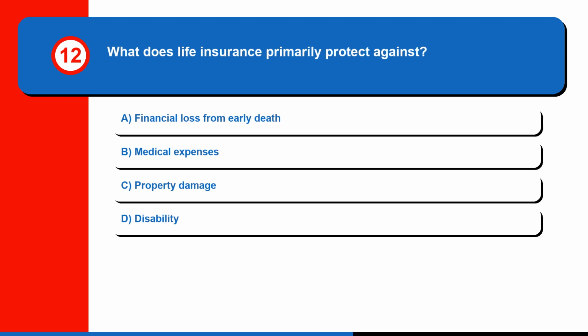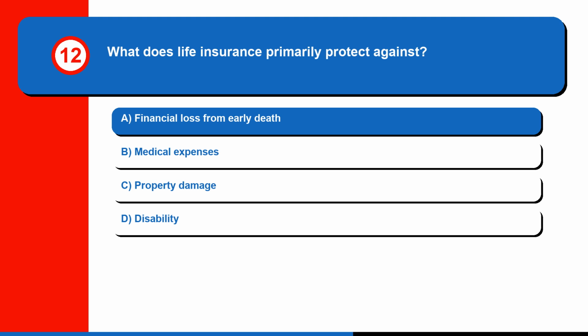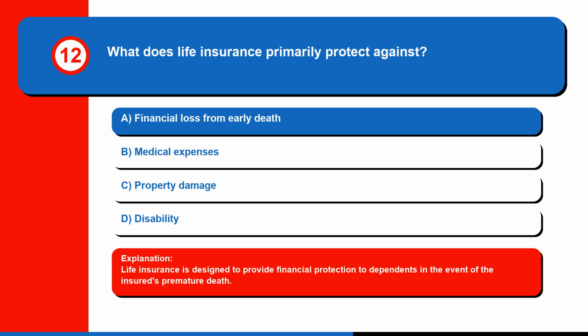Question 12. What does life insurance primarily protect against? A. Financial loss from early death, B. Medical expenses, C. Property damage, or D. Disability. The correct answer is A, financial loss from early death. Life insurance is designed to provide financial protection to dependents in the event of the insured's premature death.